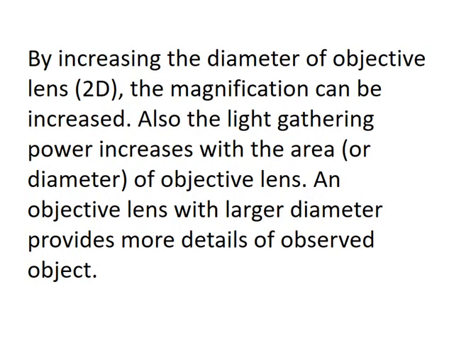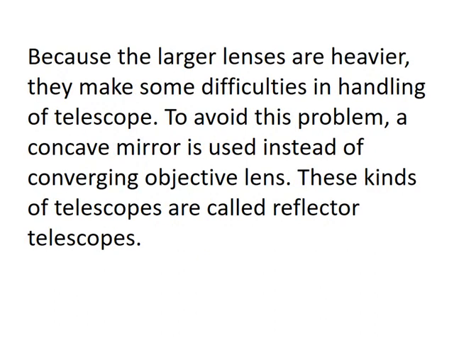By increasing the diameter of objective lens, we can increase the magnification of the telescope. An objective lens with larger diameter provides more details of the observed object. If we increase the diameter of the lens, then the telescope becomes heavier. To avoid this problem, a concave mirror is used in some telescopes. These telescopes are called reflector telescopes.